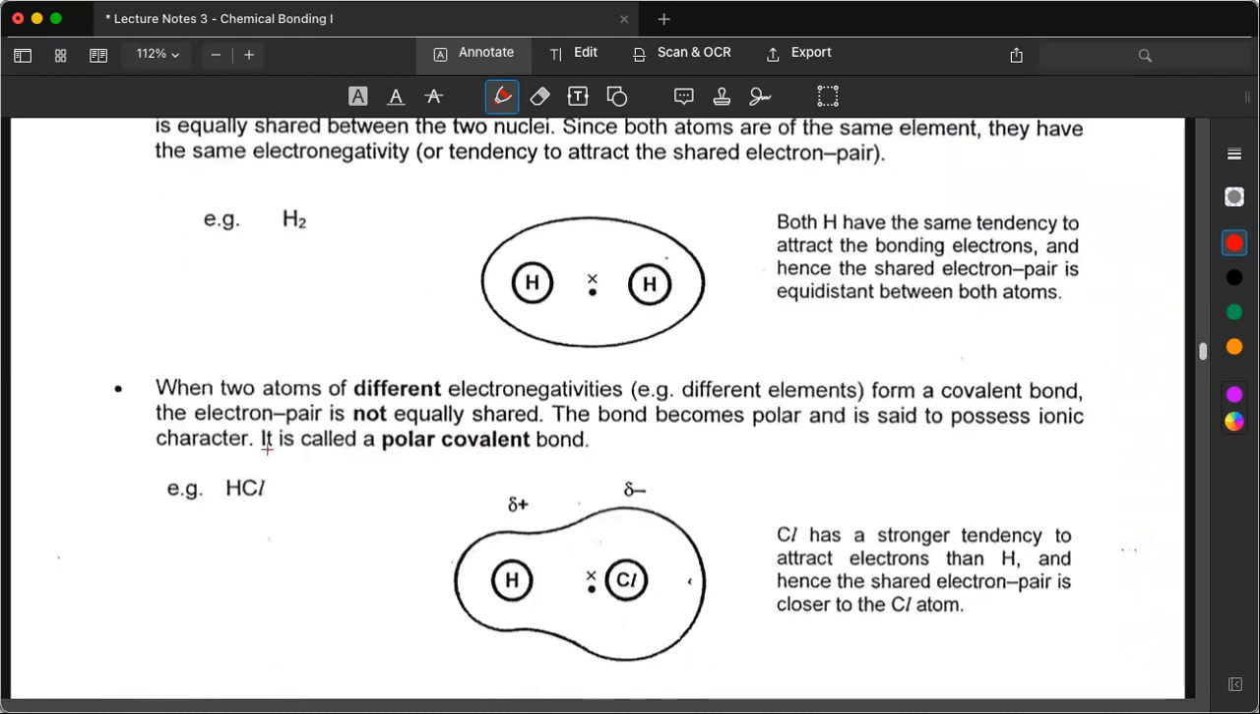When two atoms of different electronegativity form a covalent bond, the electron pair is not equally shared. So we have a dipole. The bond becomes polar, where we have unequal distribution of electrons due to different electronegativity of the elements. So it has some ionic character, but not an ionic compound yet. We call it a polar covalent bond.